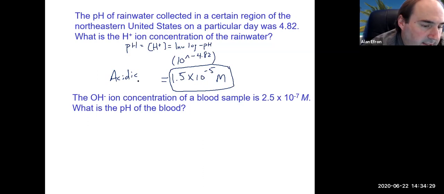Looking at the second one, the OH minus concentration is 2.5 times 10 to the minus 7, it looks like.